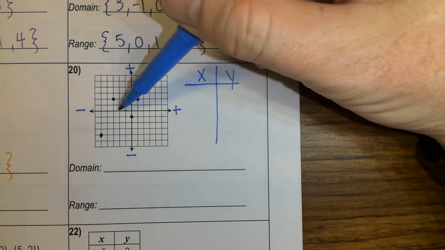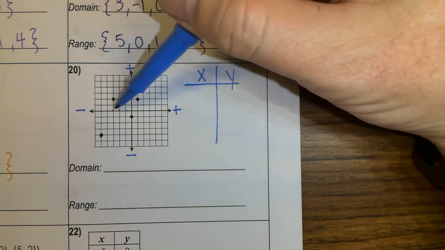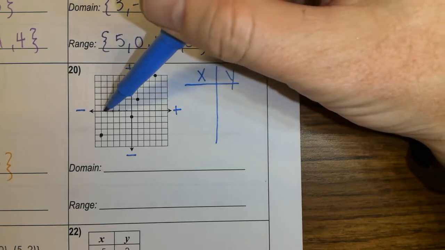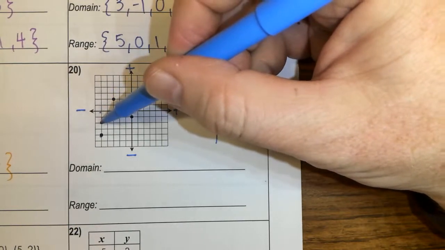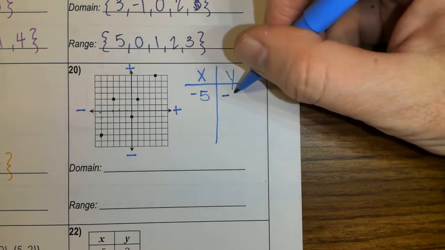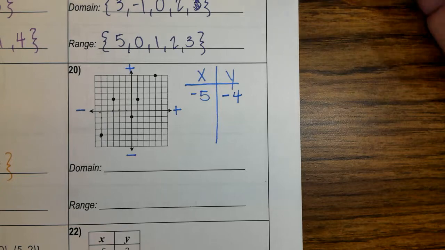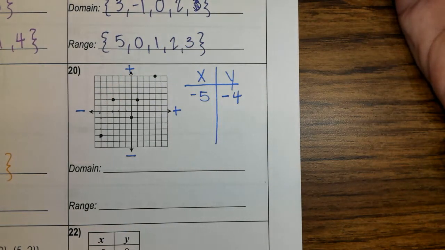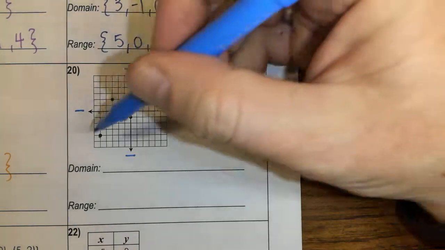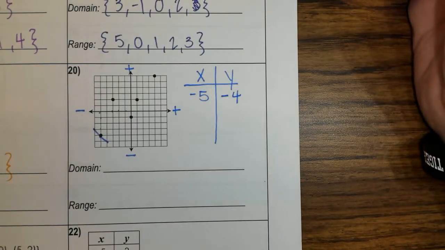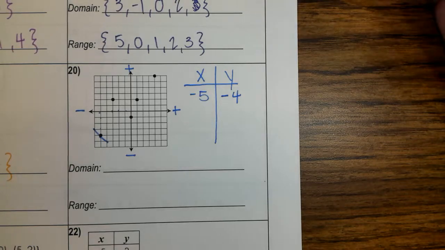So on here, I go left. 1, 2, 3, 4, 5. So it's -5. And then down, 1, 2, 3, 4. Okay. Now, this helps me. I've seen people do this. If it helps, after I write a point out on here, I'm going to cross it off. That way I don't redo or rewrite it by accident.